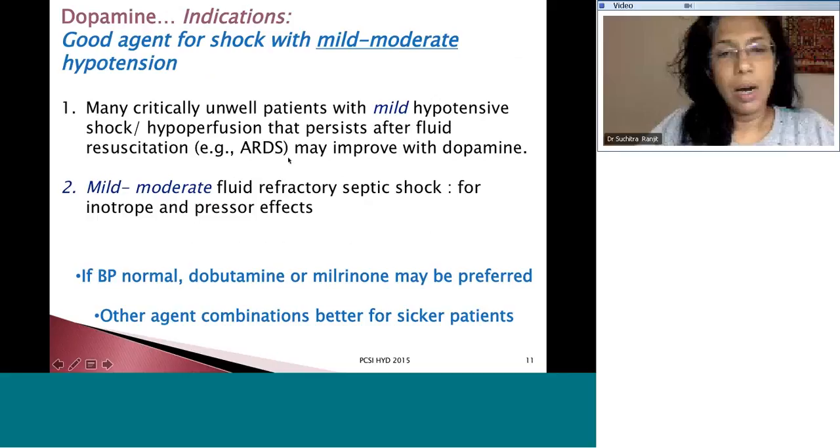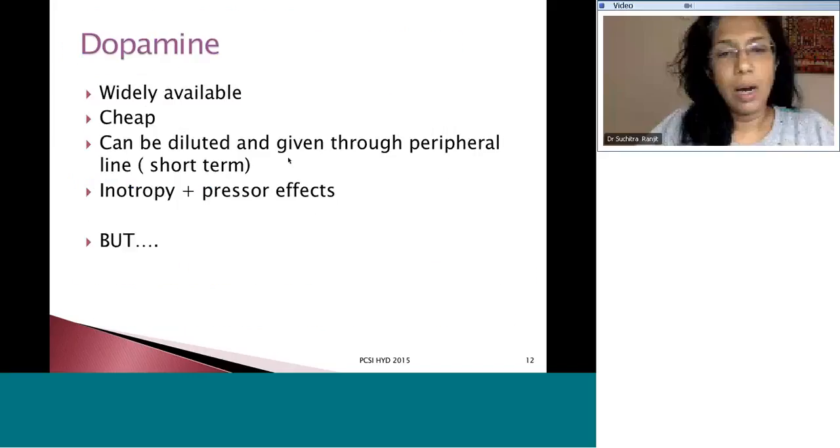For a patient who's on positive pressure ventilation, it may be quite a useful agent. It may be useful also for patients with fluid refractory septic shock, again for inotropy and pressor effects. However, if the blood pressure is normal and signs of compensated shock persist, dobutamine or milrinone may be preferred. And really, you need to know what is going on if the shock is not getting reversed, and target and tailor your agent appropriately. So dopamine, as we said, is very widely available, it's cheap.